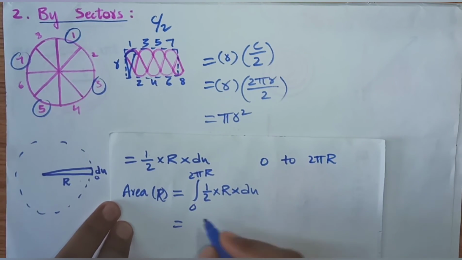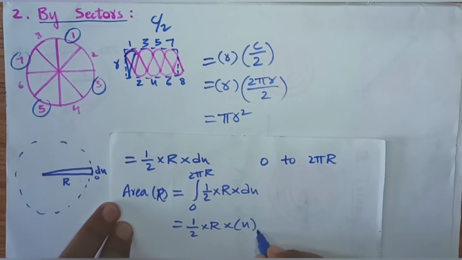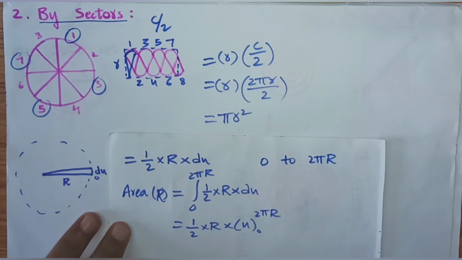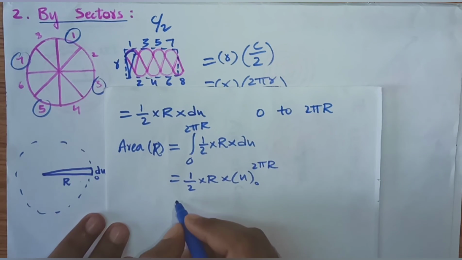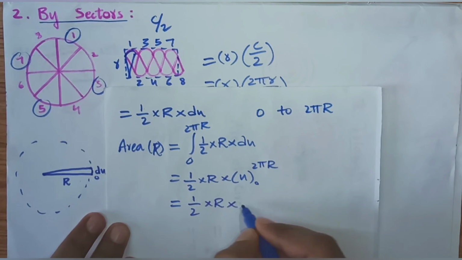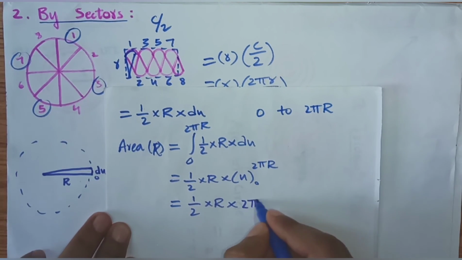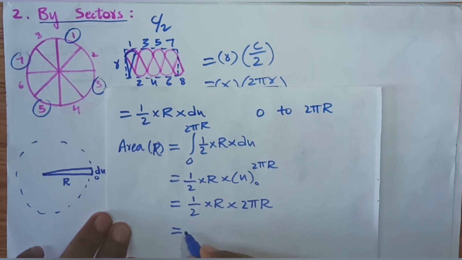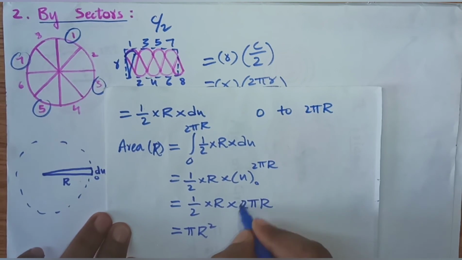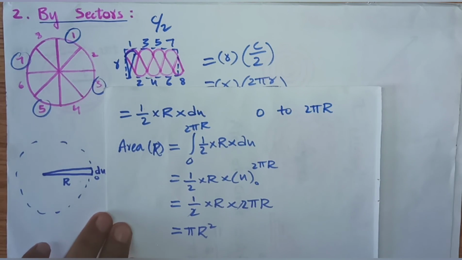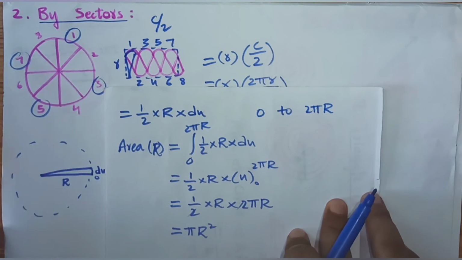Let's simplify it. We'll get 1 by 2 into r into u, with limits 0 to 2 pi r. Okay, so now the lower limit is 0, so directly you can write the upper limit. This is pi r square, right? So these are the two ways using sectors. Now let's go to the third method.